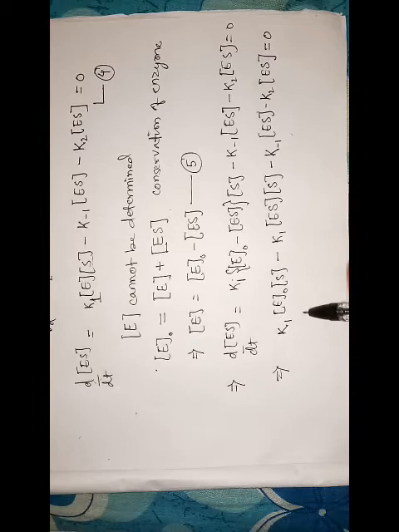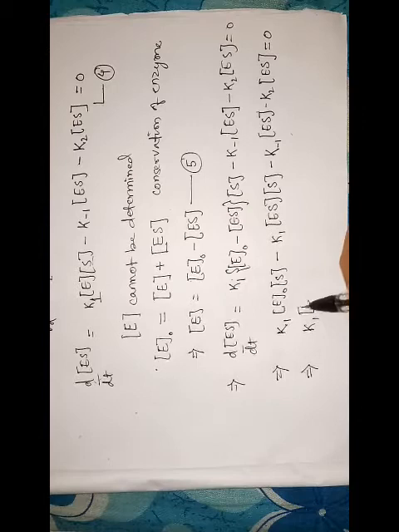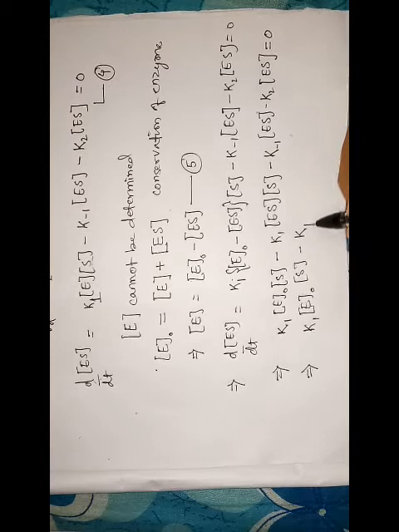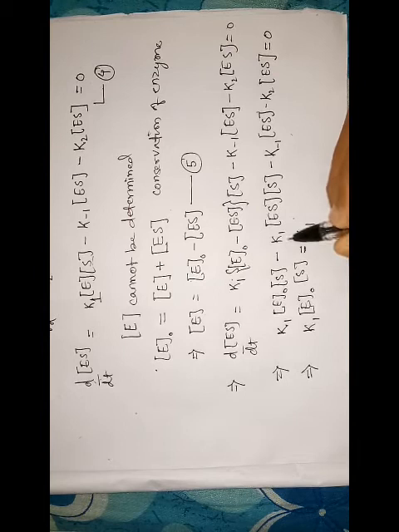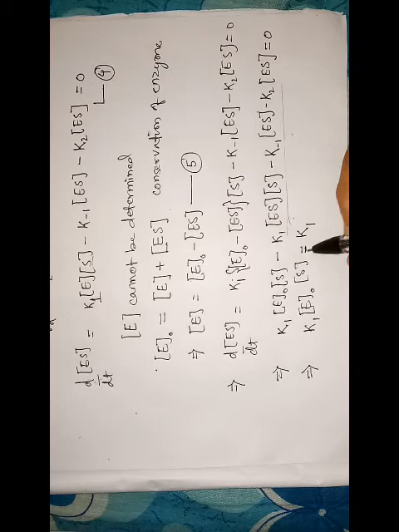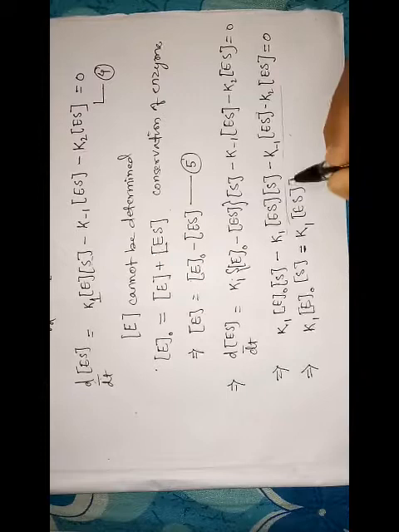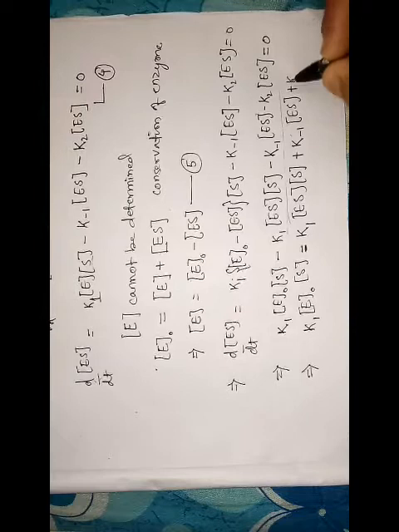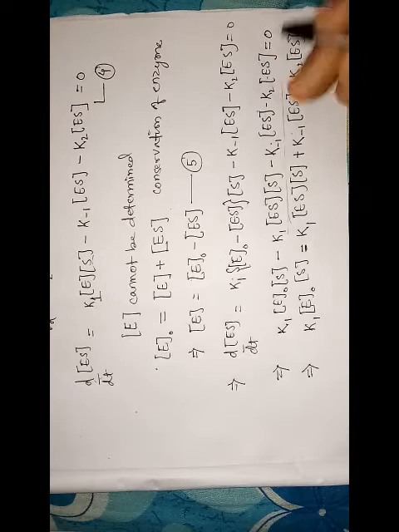So now from this equation, this can also be written as k1 E naught S minus k1, we can make it equal to, these three terms will go towards the right hand side, so equal to, we can write concentration of ES concentration of substrate plus k minus 1 concentration of ES plus k2 ES. These three negative terms we have put in the right hand side, and this is on the left hand side.